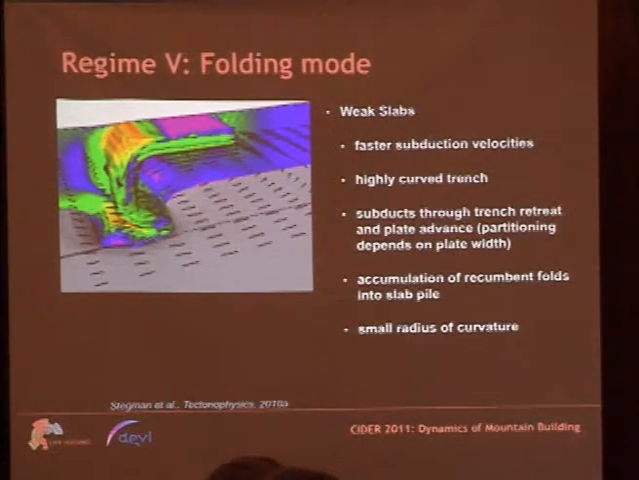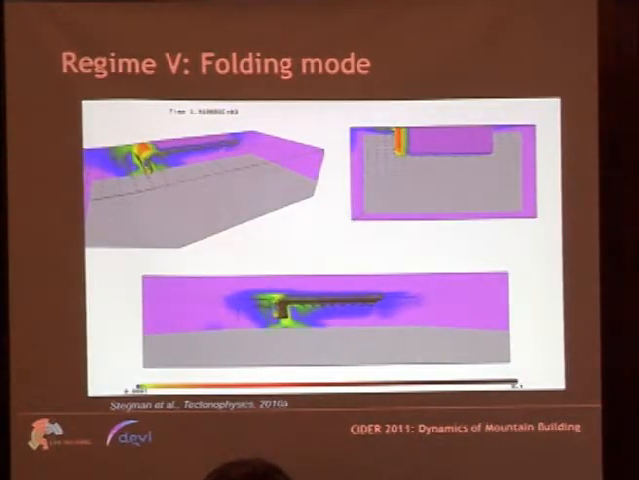And then there's this folding mode. And so these are the weakest slabs. So all the surface expression of the trench is being dominated by what little details are happening in the upper mantle. Very highly curved trenches. And these actually have a strong partitioning. This mode here depends strongly on the width of the plate. If it's a narrow plate, it'll be more dominated by trench retreat, and if it's a wide plate, it'll be more dominated by plate advance. So these actually depend on the width quite strongly. And then there's this slab pile from this recumbent folding, and they have very tight or small radius of curvatures. So this is the folding mode.